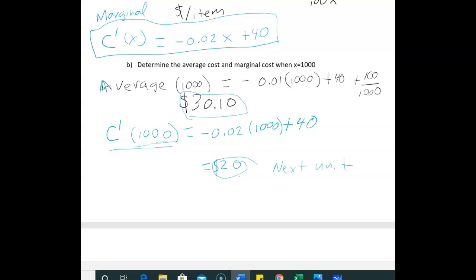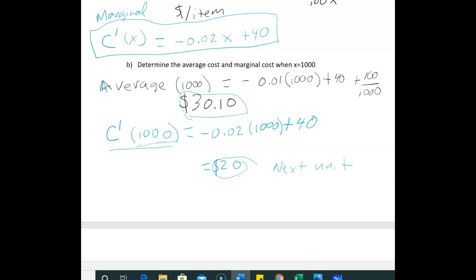So your average cost is going down, so it's worth it to keep that production line going. Might be a decision you made, but the cost to make the next unit will be 20. The average cost is 30. So that's the difference between an average rate of change and an instantaneous rate of change. All right, that's all you need to do for these cost problems.